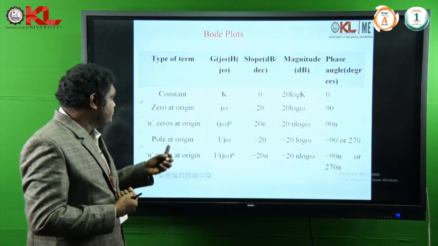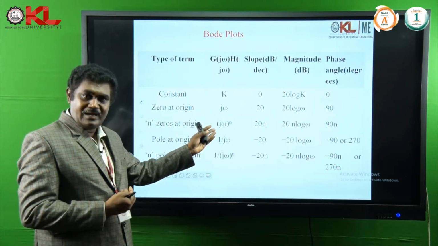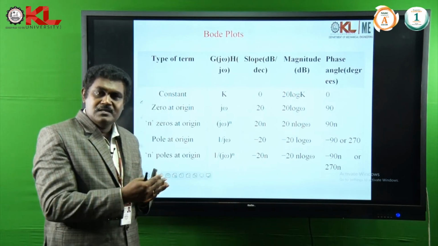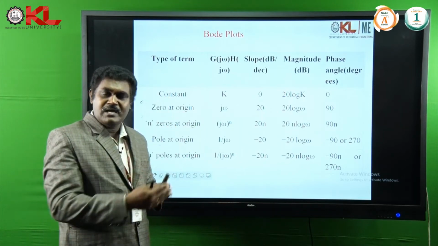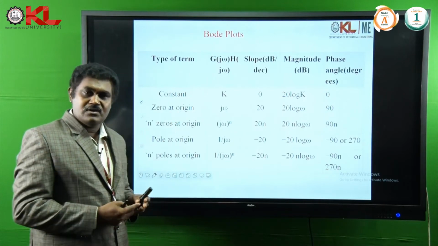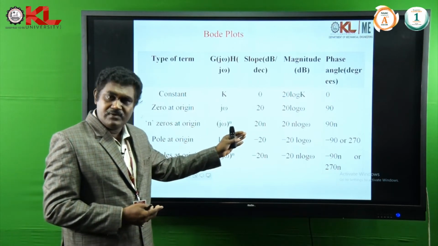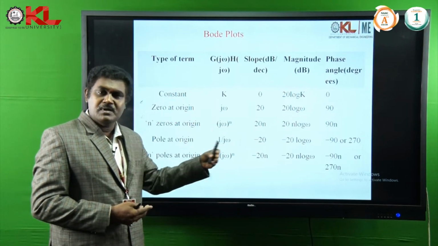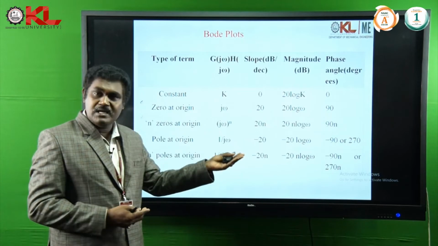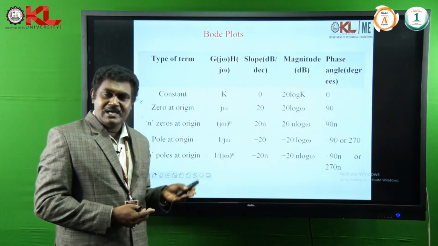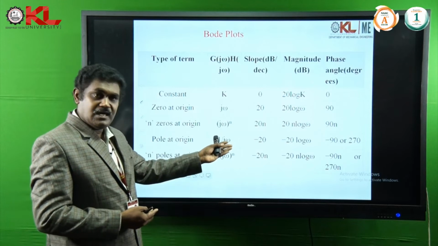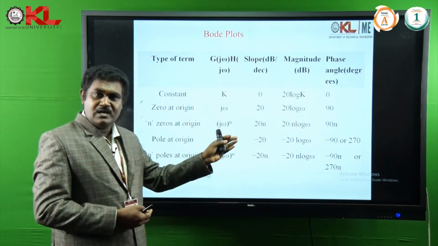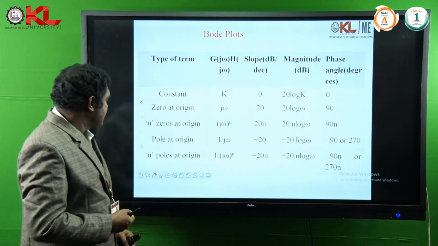Okay. So, then you have to obtain j omega to the power of n in the given transfer function. If it is in the form of s to the power of n, then what is the slope, the magnitude and the phase angle? Simply multiply the zero at origin values n times, and you obtain the slope, magnitude and phase angle: 20n, 20 log omega, and 90n respectively.